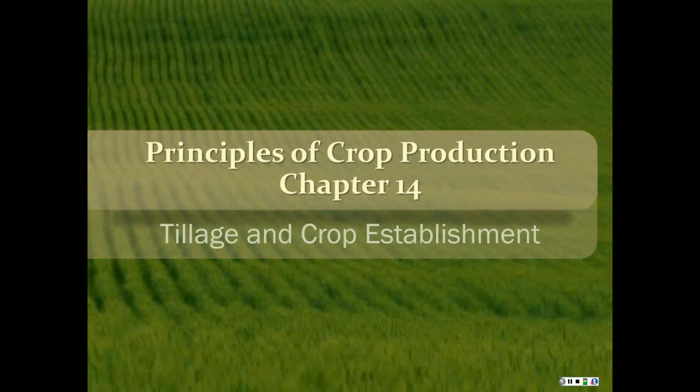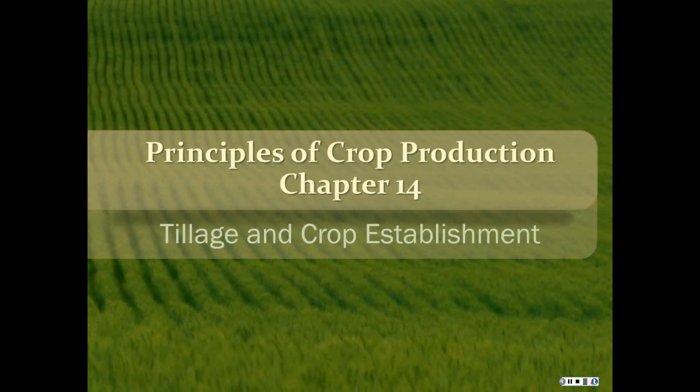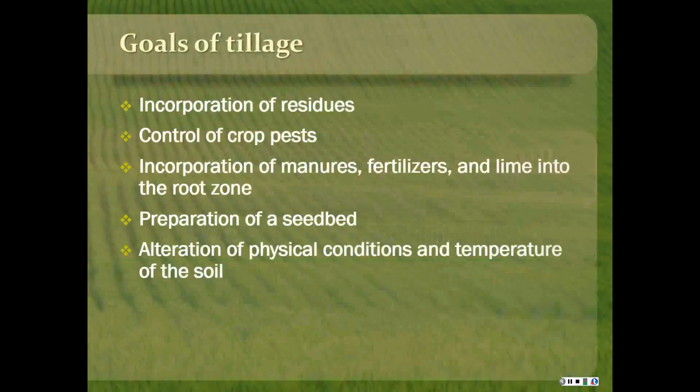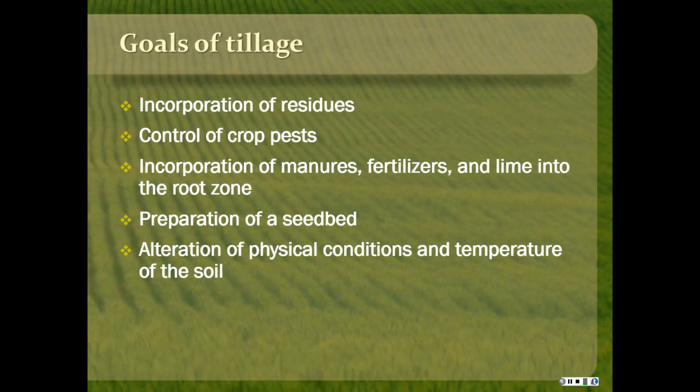Okay, today we're going over Chapter 14 in Principles of Crop Production. This chapter deals with tillage and crop establishment. And first, the goals of tillage. There's several different types of things you hope to accomplish with tillage.